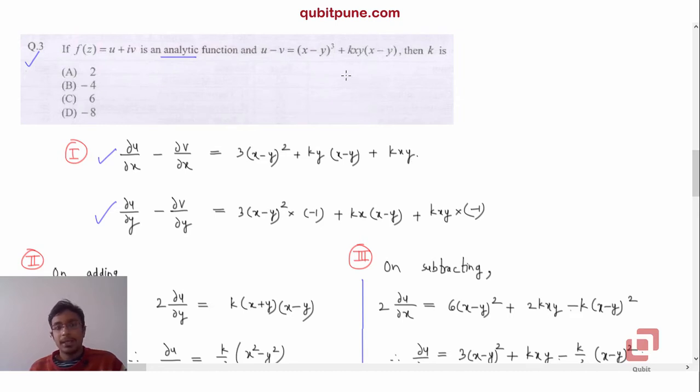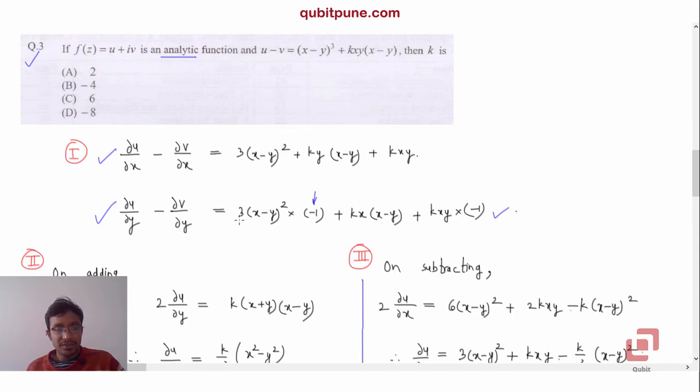Now let us differentiate both sides with respect to y. It will give me partial u by partial y minus partial v by partial y equal to 3 into (x minus y) raised to 2, but now this will get multiplied by negative 1 because y has a negative sign, chain rule. Again apply the product rule, so it will be k into (x minus y) plus kxy into negative 1.